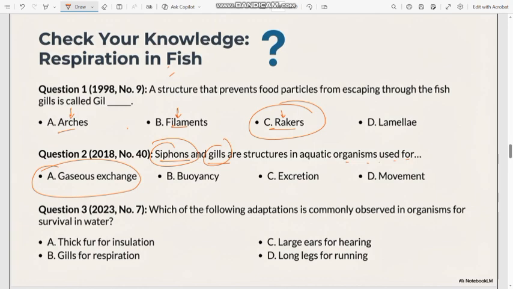Which of the following adaptations is commonly observed in organisms for survival in water? So let's start. Thick fur for insulation. We know it cannot be thick fur. Why? Because if an organism has thick fur in water, it will sink. It cannot be large ears for hearing, it cannot be long legs for running. We know it is gills for respiration.